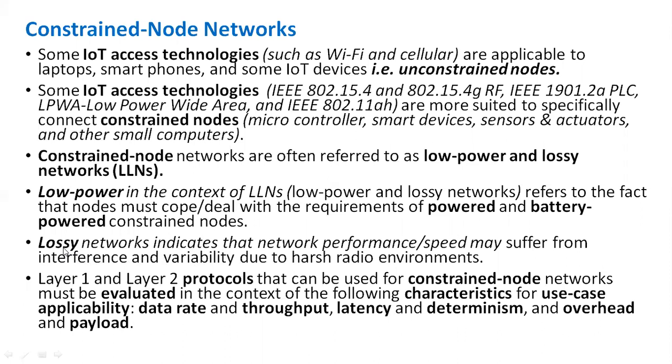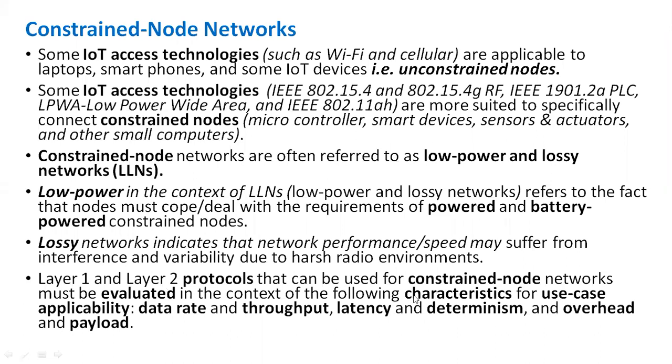Okay, so if we want to connect all these constrained nodes in a network, we particularly want some special type of protocols. These layer 1 and layer 2 protocols are usually used to connect these constrained nodes. After choosing these protocols, we have to evaluate whether they are suitable for this connection or not, by considering some characteristics of those protocols.